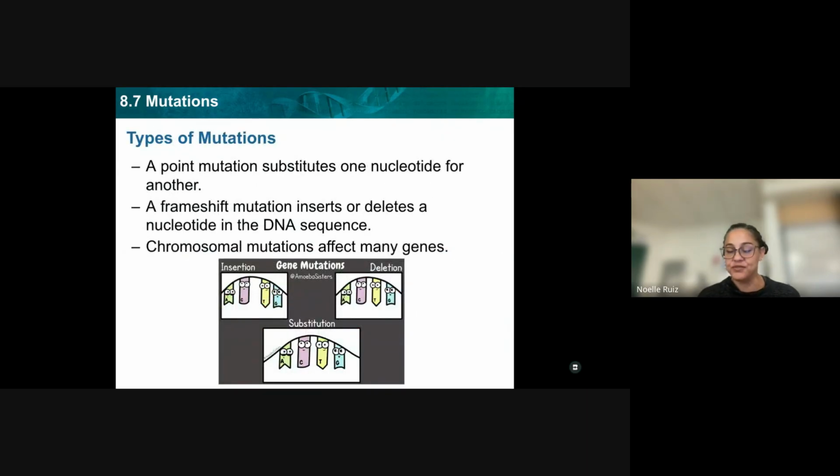There are different types of mutations. A point mutation just substitutes one nucleotide for another. Sickle cell disease is that kind of mutation.